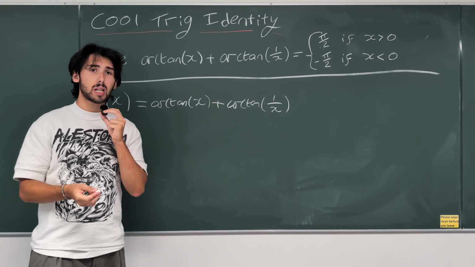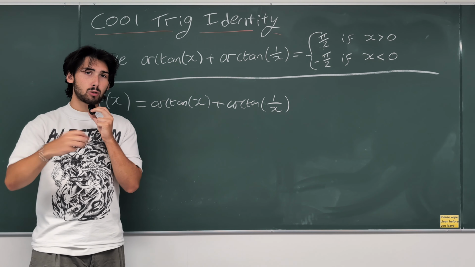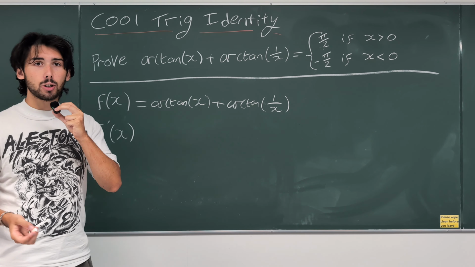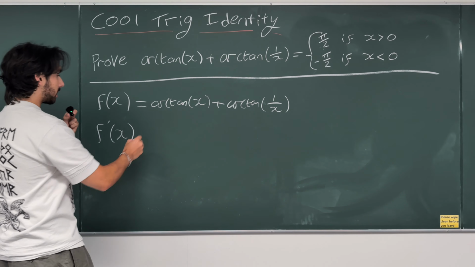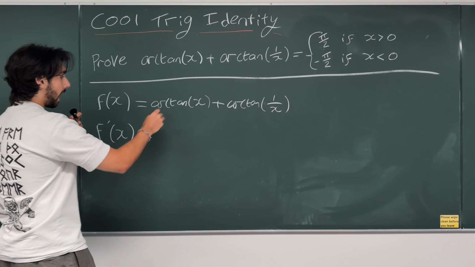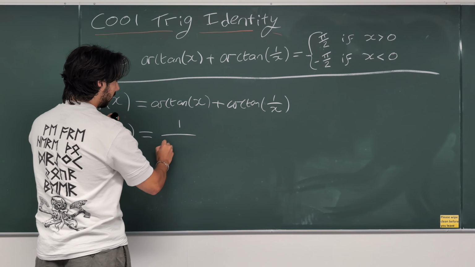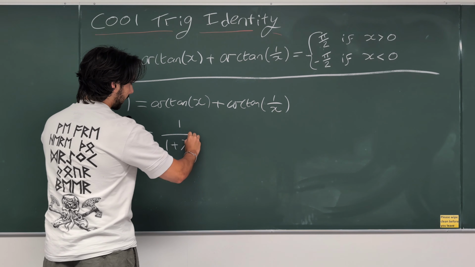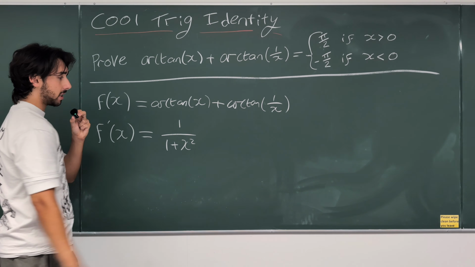Arctan has a standard derivative that you probably should know. If you don't know it, it's okay. I'll also leave a link in the description below to the derivation of why the derivative of arctan is what it is. But arctan differentiates to 1 over 1 plus x squared. That's the derivative of arctan.